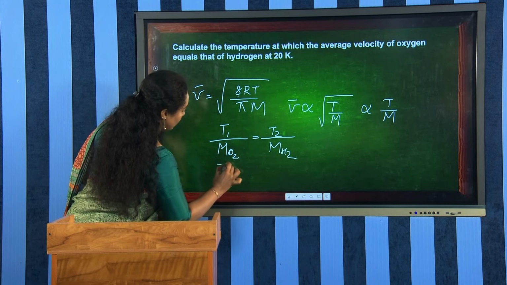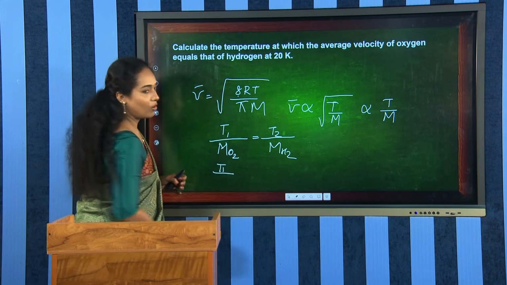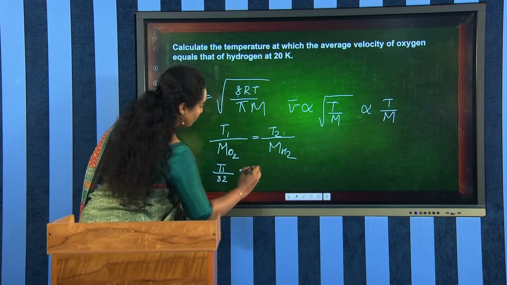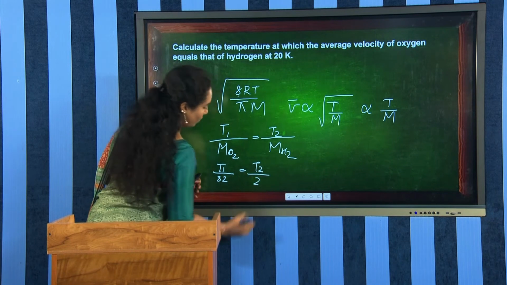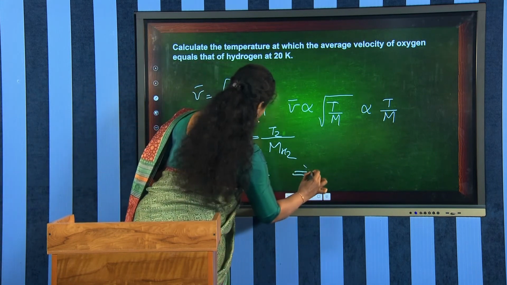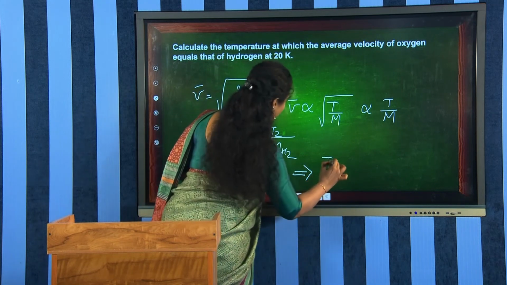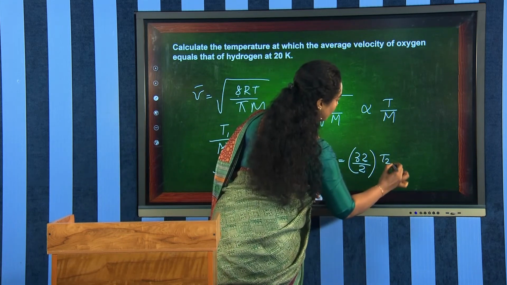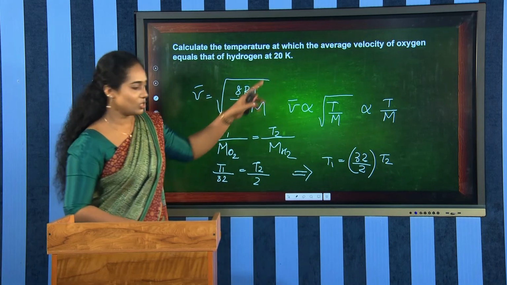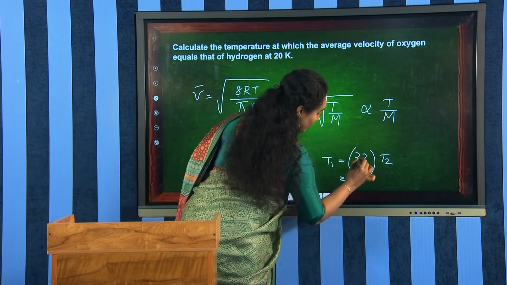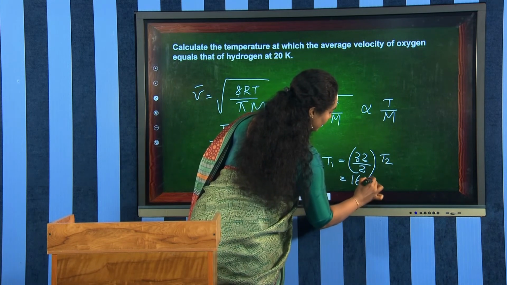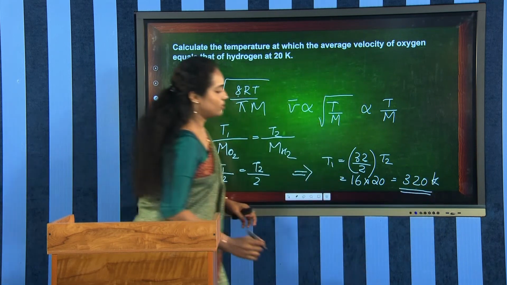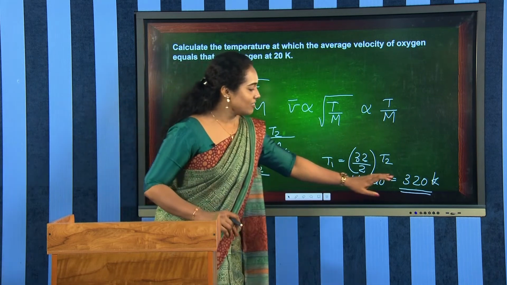This can be written with the mass of oxygen, which we know is 32 gram per mole, and that of hydrogen, which is 2 gram per mole. So, equating this, we can write T1 equal to 32 divided by 2 into T2. T2 we know is 20 Kelvin, and 32 by 2 is 16, so 16 into 20 Kelvin is equal to 320 Kelvin. So, we got the final answer as 320 Kelvin.